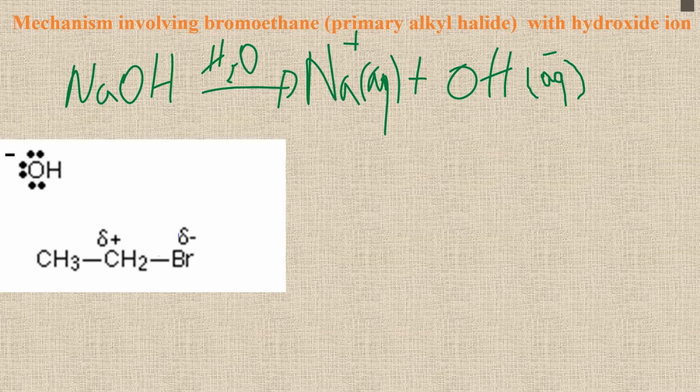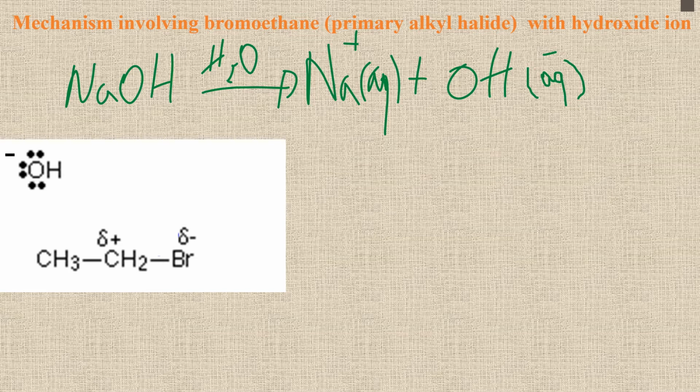Here we have two chemical species now. We have a hydroxide ion, which is a nucleophile, and we have a bromoethane, which is a substrate. As we saw in the previous explanations, the bond between the halogen and the carbon is polar, and the carbon has acquired a positive charge because of electron deficiency due to the high electronegativity of the halogen.